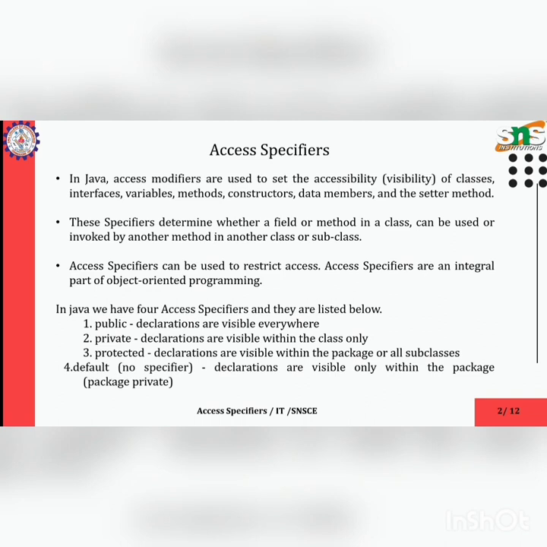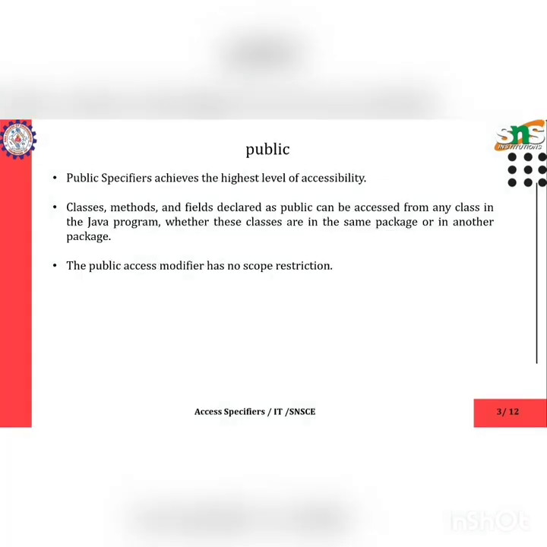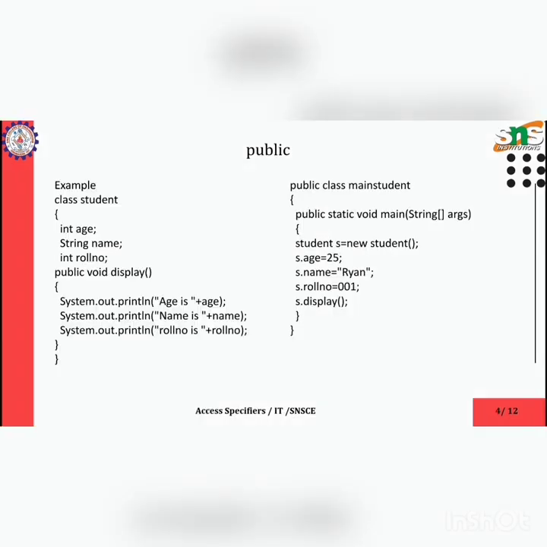Access specifiers can be used to restrict the access. Access specifier is an important part of object-oriented programming. In Java, we have 4 access specifiers and they are listed below. Public. Public means the declaration is visible everywhere. Private. In private, the declaration is visible within the class only. Protected. Its declaration is visible within the package or all subclasses. And then the final one is default, no specifier. The declaration is visible only within the package.